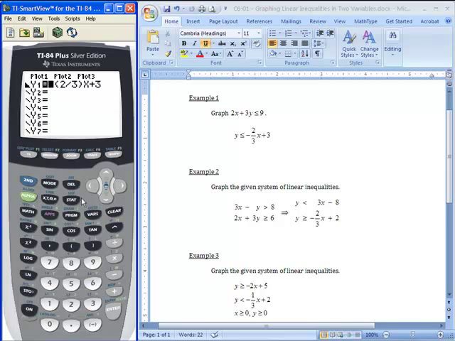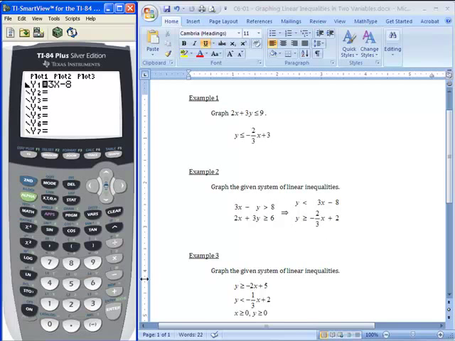So we'll press y equals. The first thing I'm going to do is clear out the first one. And in this case, I want y less than 3x minus 8. So I type in 3x minus 8, and I press enter. And in this case, I want to shade below that line because this is less than, and we're already set up to shade below from the previous example.